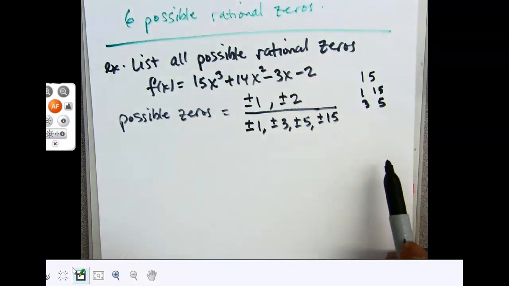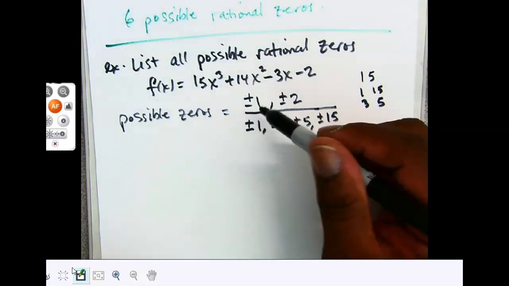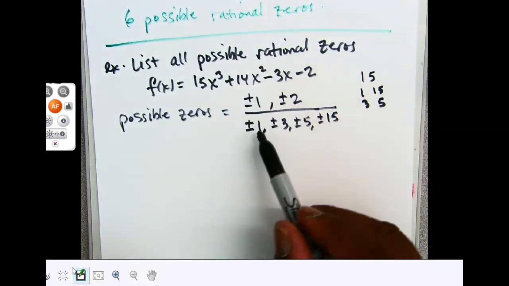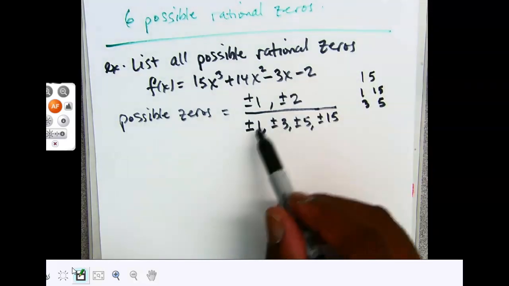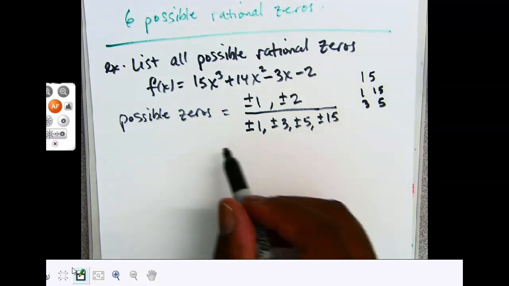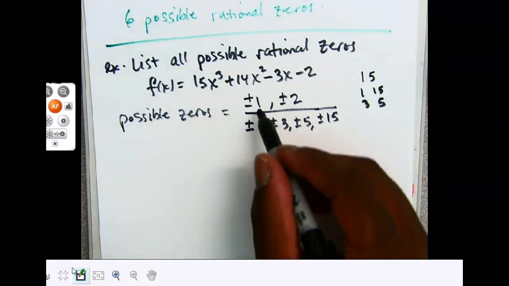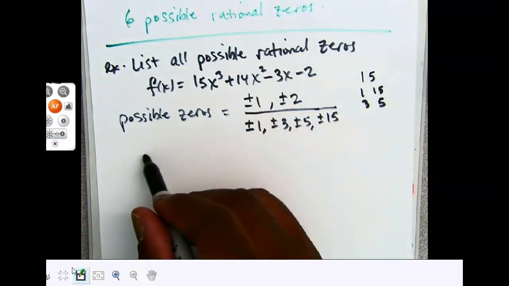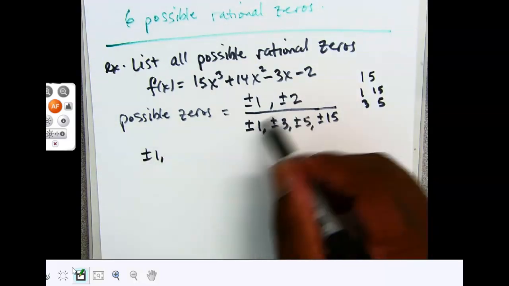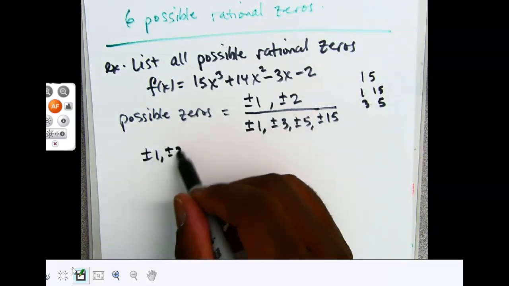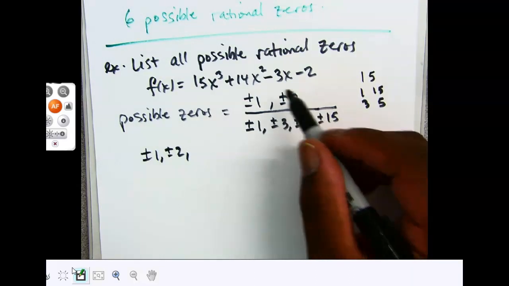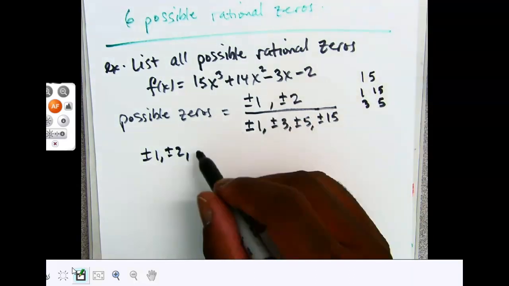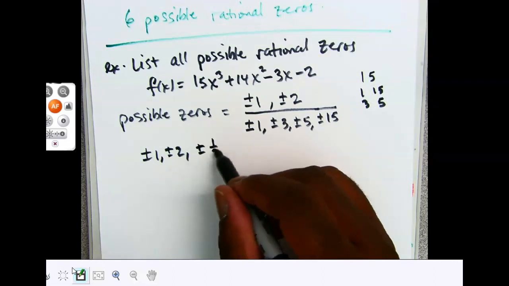So all of our possible zeros, first we're going to take this plus or minus 1, and we're going to divide it by all of these. Then we're going to take the plus or minus 2 and divide it by all of these. So our possible zeros are plus or minus 1. 2 divided by 1 is 2, plus or minus 2. Okay. Now 1 divided by 3, plus or minus 1 over 3.